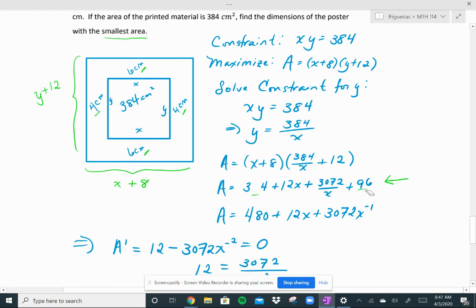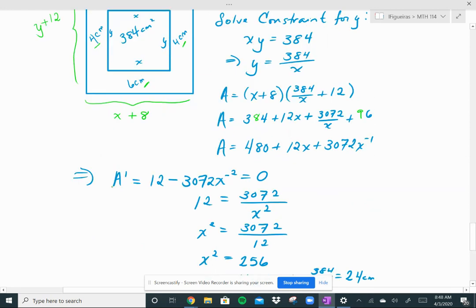And the 3072 over x, well, I've just rewritten that as 3072 x to the negative 1. So now we're ready to take the derivative on both sides. So we do that here. So A prime is 12 minus 3072 x to the negative 2, and we set that equal to 0. So I bring the 3072 over and I rewrite the x to the negative 2 in the denominator. When you cross multiply, you get that x squared equals 3072 over 12.